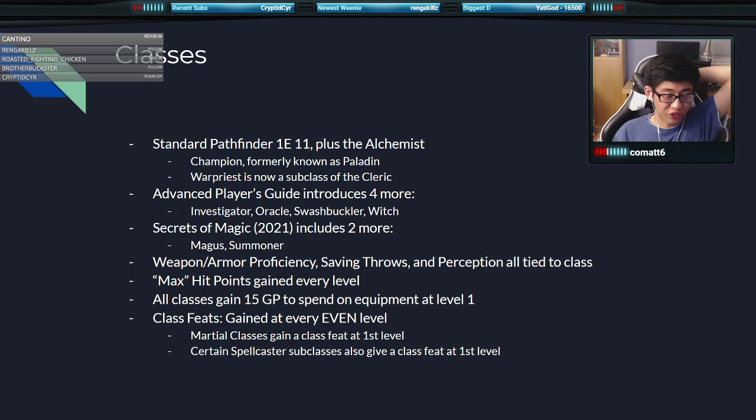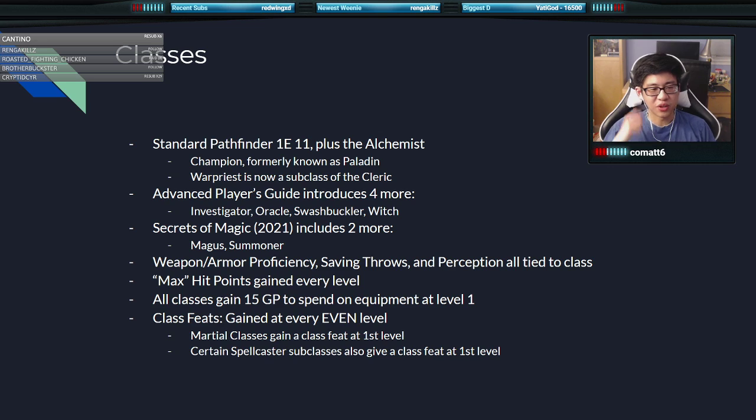Armor proficiencies will vary. Only the Fighter and Champion are trained in all types of armor. The casters are usually only trained in light armor or no armor at all. The Monk is not trained in any armor because it slows them down. And then most martials are trained in either light or light and medium. So the Ranger and Barbarian are light and medium. The Rogue is light armor. And then, as I already said, the Fighter and Champion are trained in all armor.